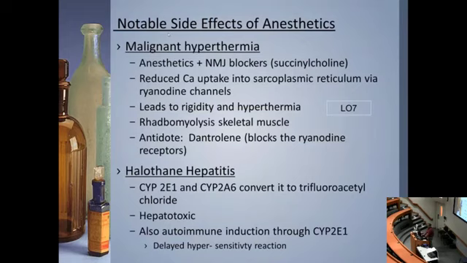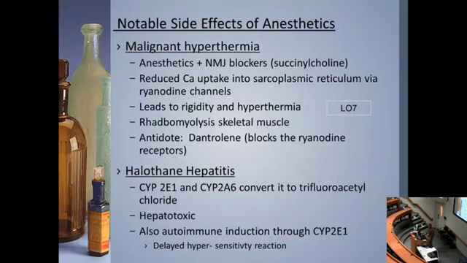All right. So some notable side effects to the group of anesthetics that we could look at globally is this notion of malignant hyperthermia. And typically when you combine a lot of these anesthetics with neuromuscular junction blockers like succinylcholine, you can see this production of malignant hyperthermia.